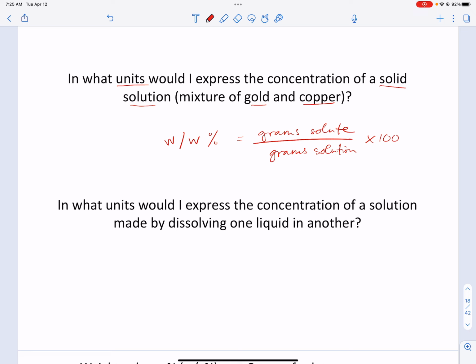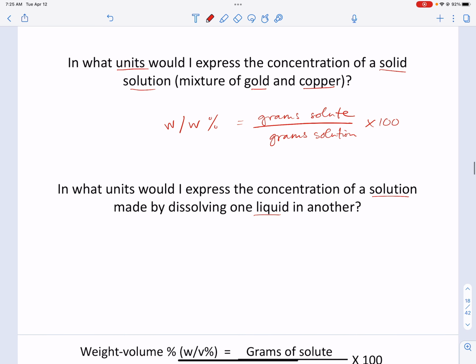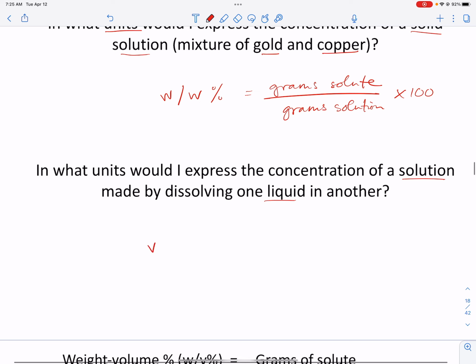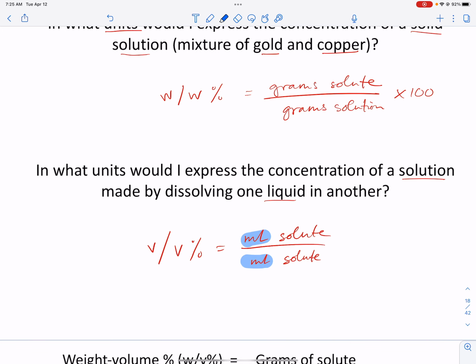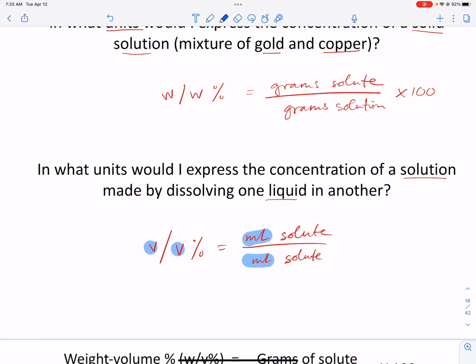Next question: what units would I use to express the concentration of a solution made by dissolving one liquid in another? You have a liquid solute this time and a liquid solvent. This would be a volume per volume percent, and you would use milliliters of solute over milliliters of solution. You see how the units match whether you're dealing with a mass or a volume. And then times 100 again to turn it into a percent.